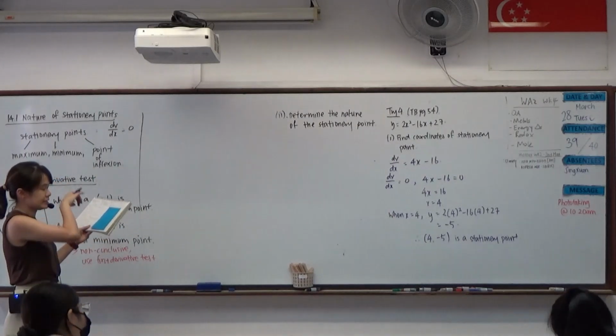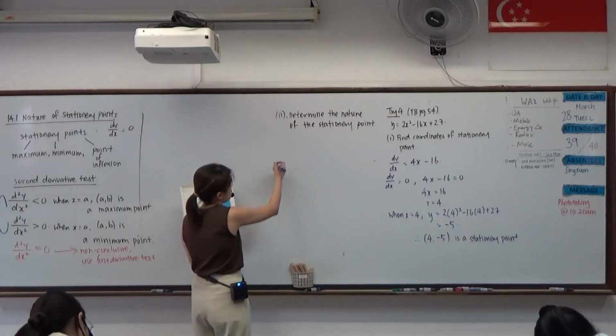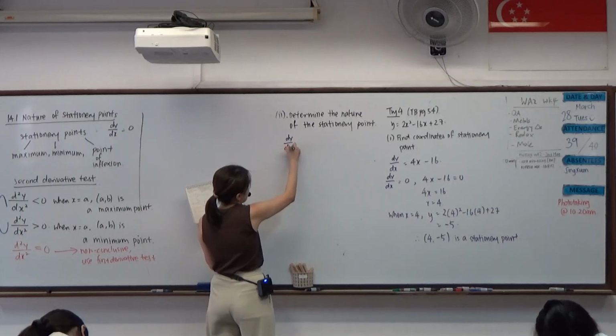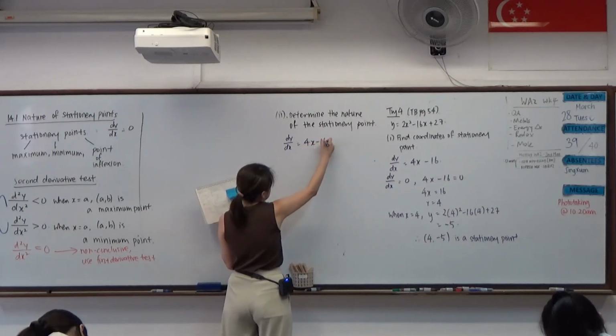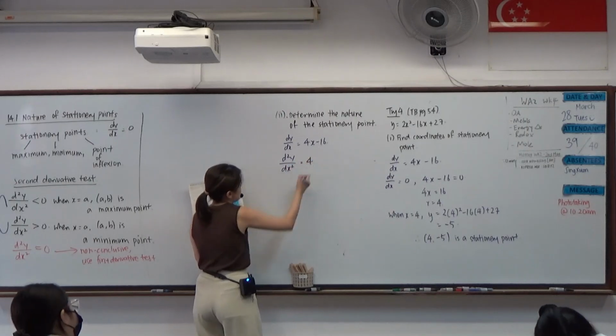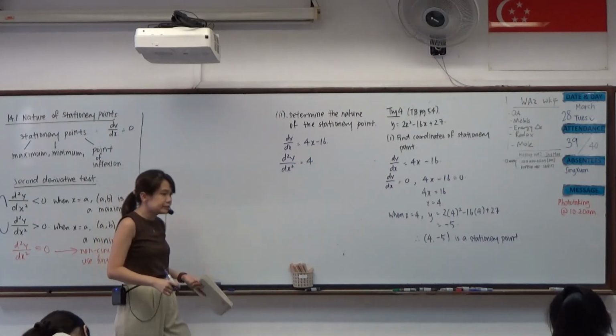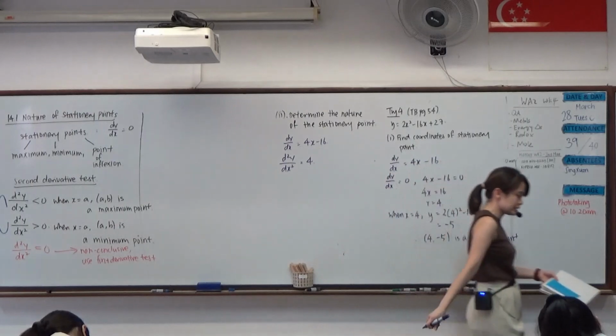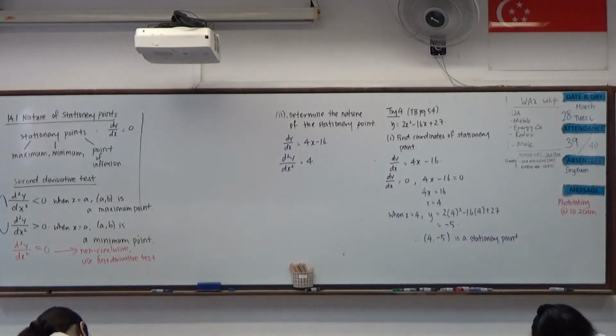Determine the nature of this stationary point using your second derivative test, with our dy over dx being 4x minus 16. Our second derivative in this case happens to become a constant value, that is 4.